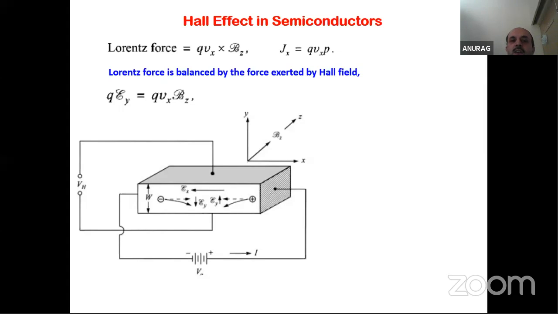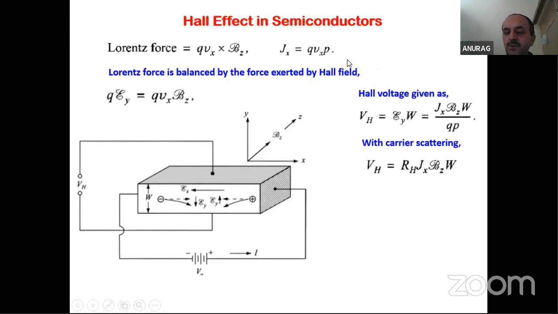So there will eventually be a balance of the two forces, given by Q EY is equal to Q Vx Bz. What is Vx here? Vx is nothing but the drift velocity of the holes. If you remember the relation, the drift velocity is proportional to the electric field, and this proportionality constant is called the mobility of the carriers. So Vx is equal to mu Ex. This is the electric field applied using the external voltage source across the slab.